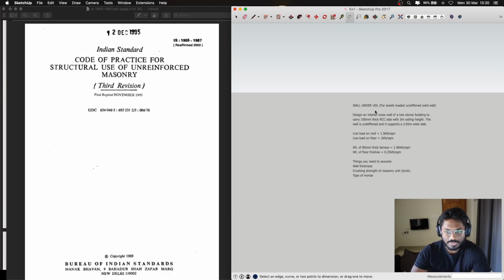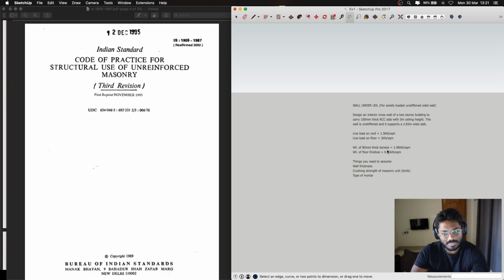Wall under a uniformly distributed load, which is axially loaded, and it's an unstiffened solid wall. Design an interior cross wall of a two-story building to carry a 100 mm thick RC slab with 3 meter ceiling height. The wall is unstiffened and it supports a 2.65 meter wide slab. Live load on the roof and floor is 1.5 kN per square meter and 2 kN per square meter respectively.